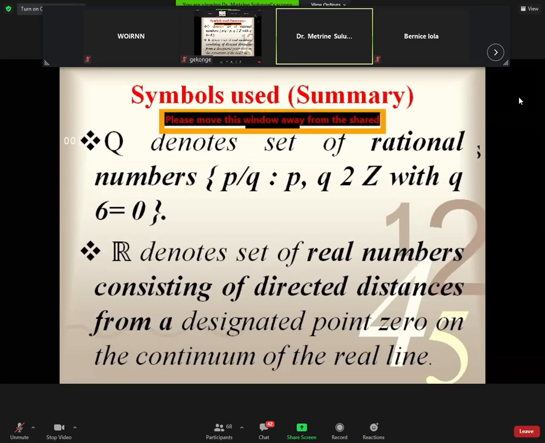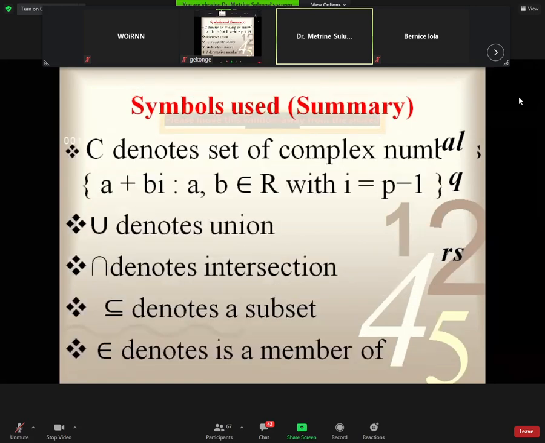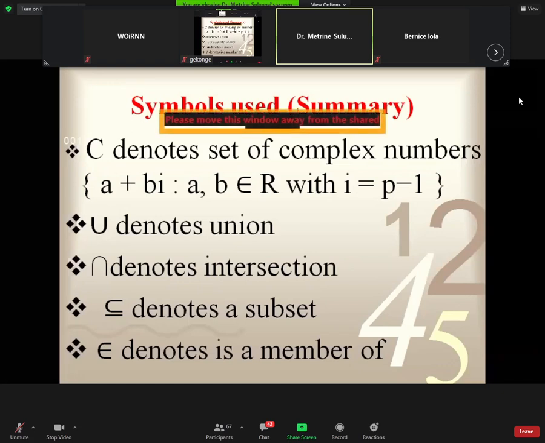We have also seen something that looks like an R. And we said R represents a set of real numbers. And we said real numbers include both rational and irrational numbers. When we combine rational numbers and irrational numbers, we get the real numbers. C represents a set of complex numbers written in the form A plus B, I, such that A and B, remember those are real numbers, belong to set R.